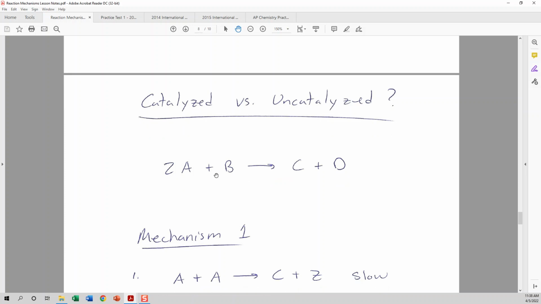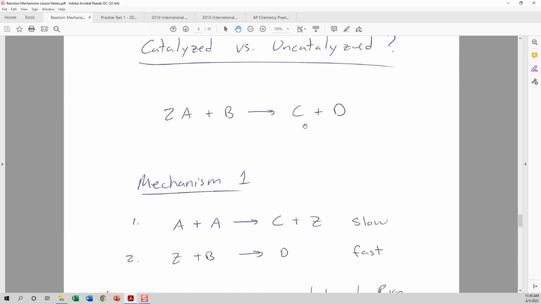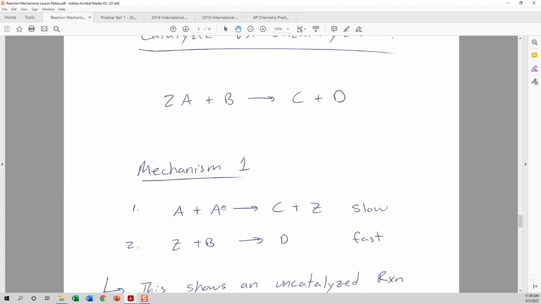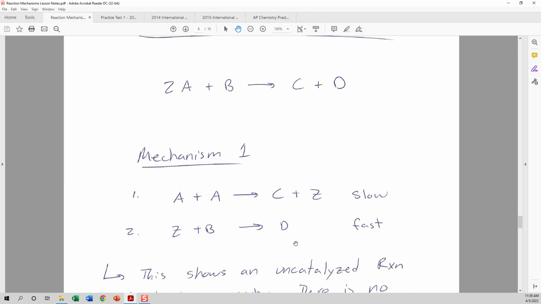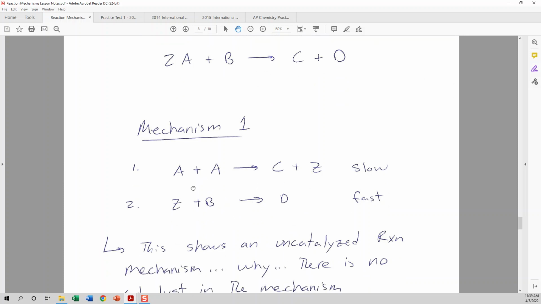All right, so let's look at the difference. Let's say that this is my reaction. So we have two A's and a B yield C plus D. And they say here is mechanism one for the reaction. It says A plus A yields C plus Z, and then Z plus B yields D. So Z is an intermediate, right? Because it gets produced and then consumed.